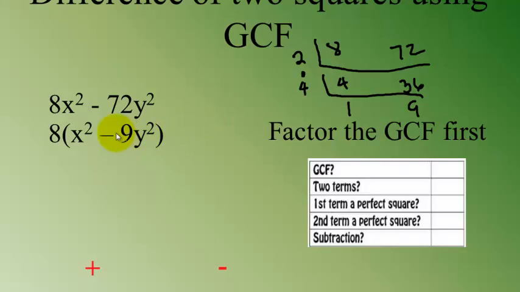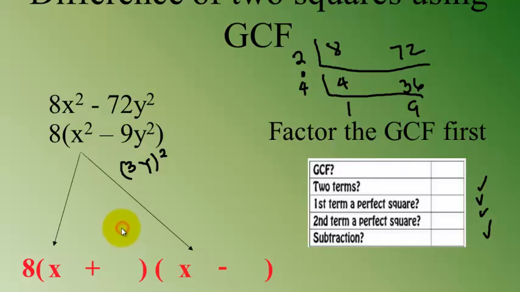So bring out your 8. You'll get 8 times x squared minus 9y squared. Inside the parentheses, let's check if we have a DOS. Do we have two terms? Yes, we do. Is the first term a perfect square? Yes. Is the second term a perfect square? Yes, because we can write this as 3y quantity squared. Do we have a subtraction? Yes. Okay, so when you write the factors, do not forget to bring down your 8. So the factors will look like 8 times the quantity times the quantity. The first expression in each quantity will be x, and then the second expression in each quantity will be 3y.